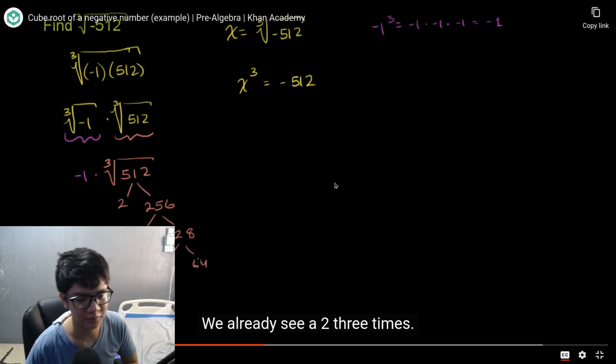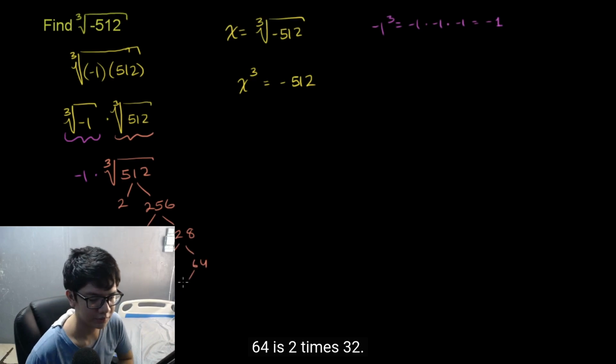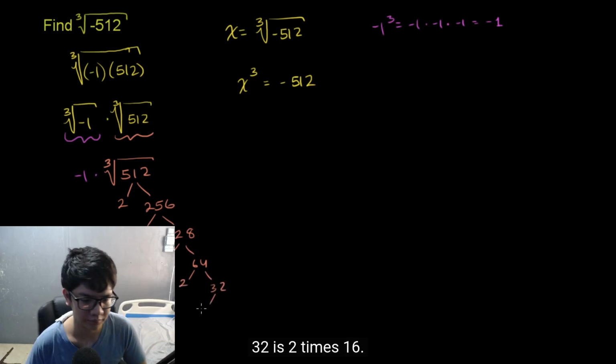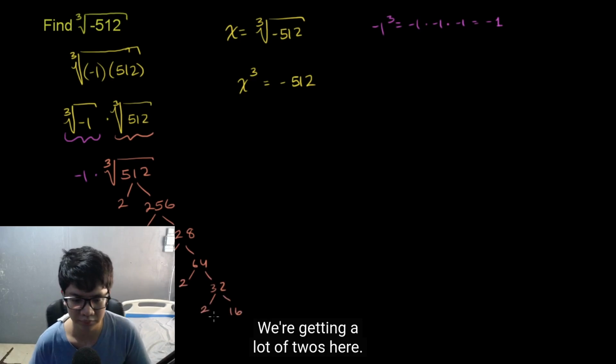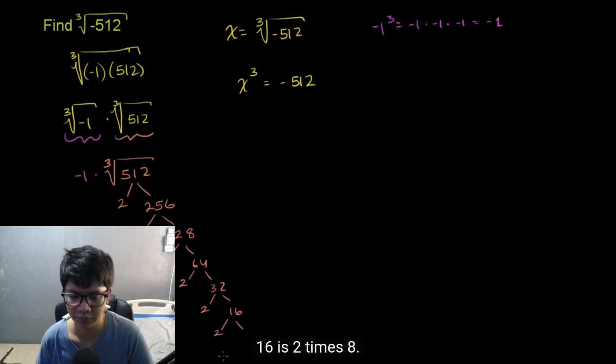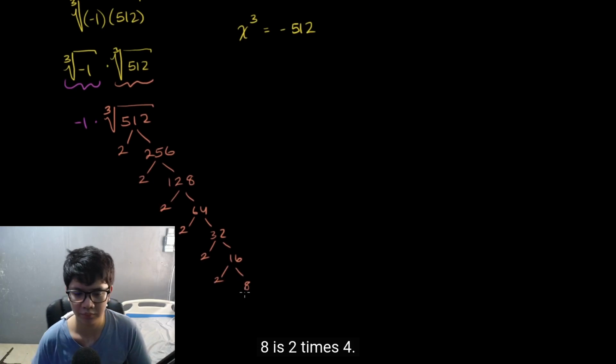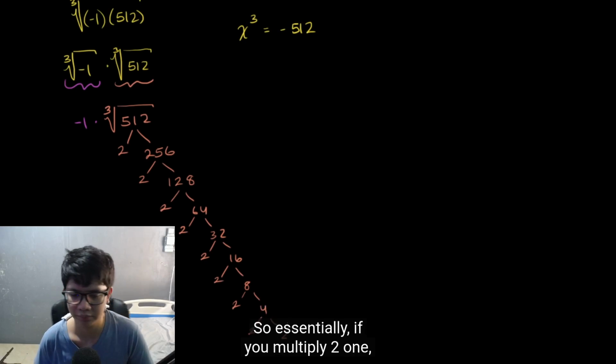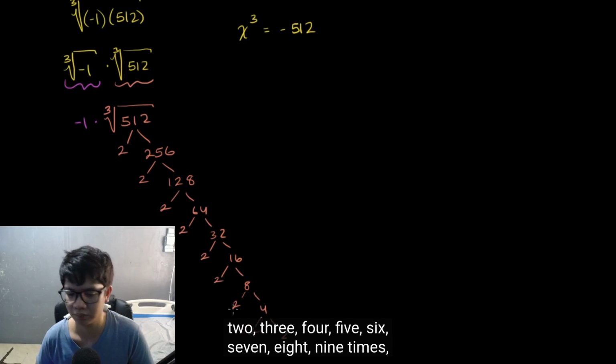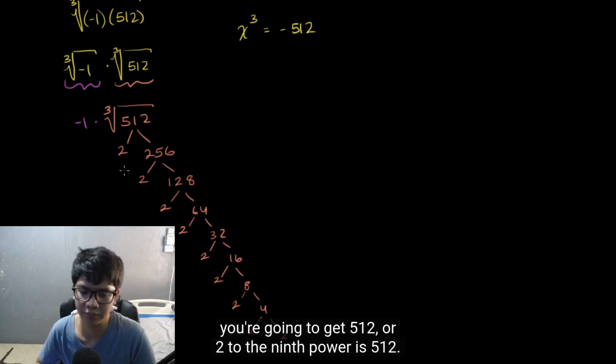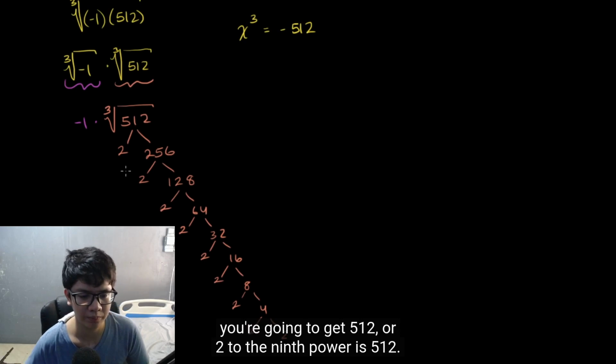I already see a 2 3 times. 64 is 2 times 32. 32 is 2 times 16. We're getting a lot of 2's here. 16 is 2 times 8. 8 is 2 times 4, and 4 is 2 times 2. So we got a lot of 2's if you multiply. So essentially, if you multiply 2 by itself 9 times, you're going to get 512, or 2 to the 9th power is 512.